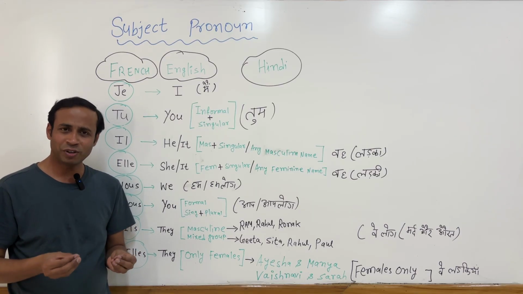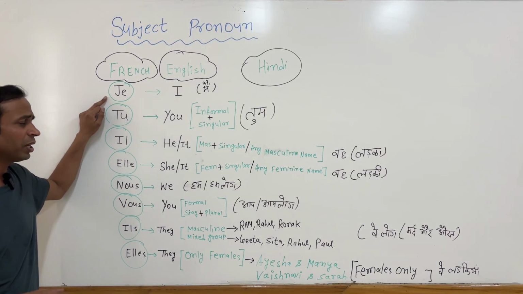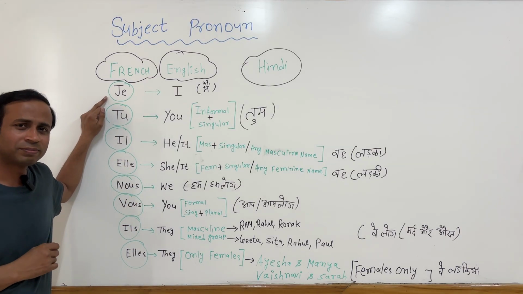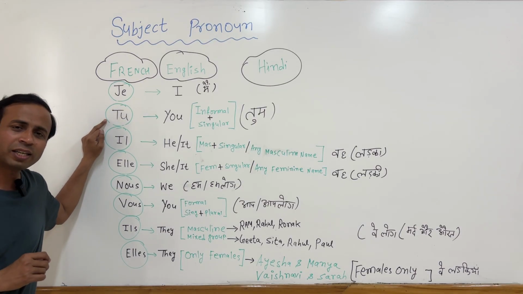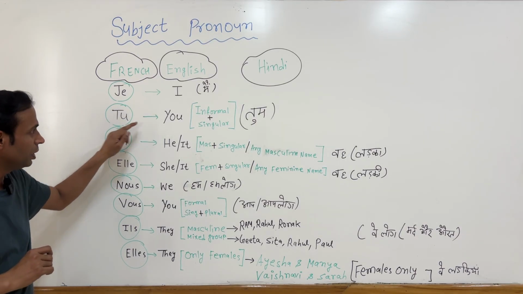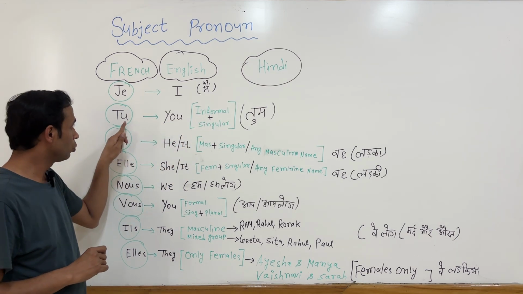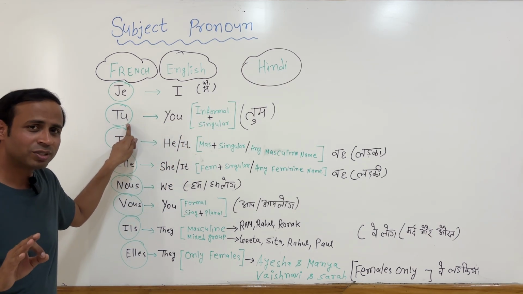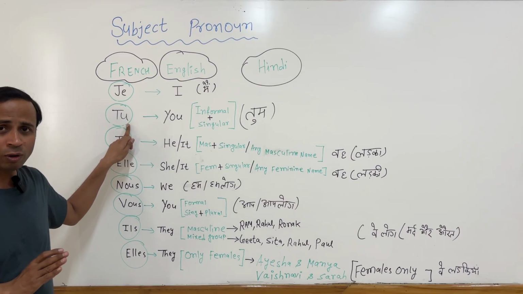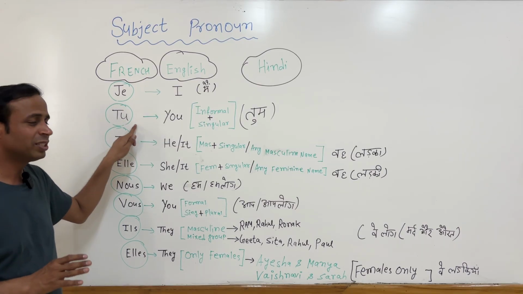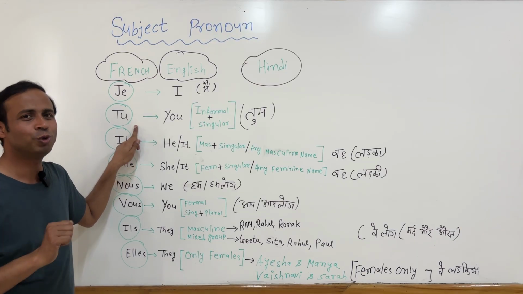All right. So in the French language we have different subjects. So let's learn. The first one is je. Je means I. The second one is tu. Tu means you, but this is informal and singular. So tu you cannot use with your father, with your professor, with your boss, with your manager. So tu is informal and can be used only with your friends or someone who is junior to you.